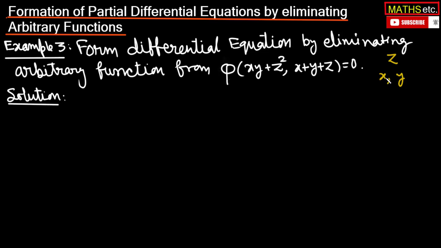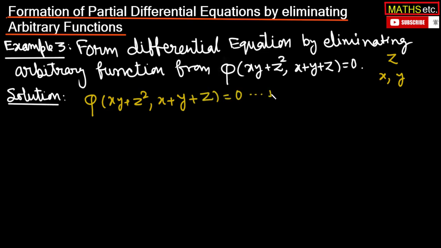Since two independent variables are involved, the resultant differential equation will be a partial differential equation. And as only one arbitrary function is involved, the partial differential equation will be of first order. It means to eliminate this arbitrary function phi, we have to take partial derivatives of first order only. So we are given this function phi of (xy plus z square, x plus y plus z) equals to 0.